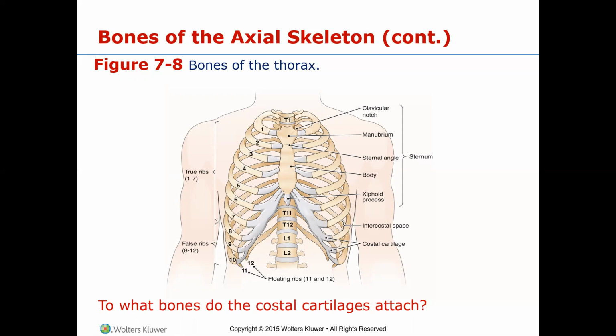But in reality, the 8 through 12 are all the false ribs because they are not connected to the costal cartilage directly like the first 7 are.